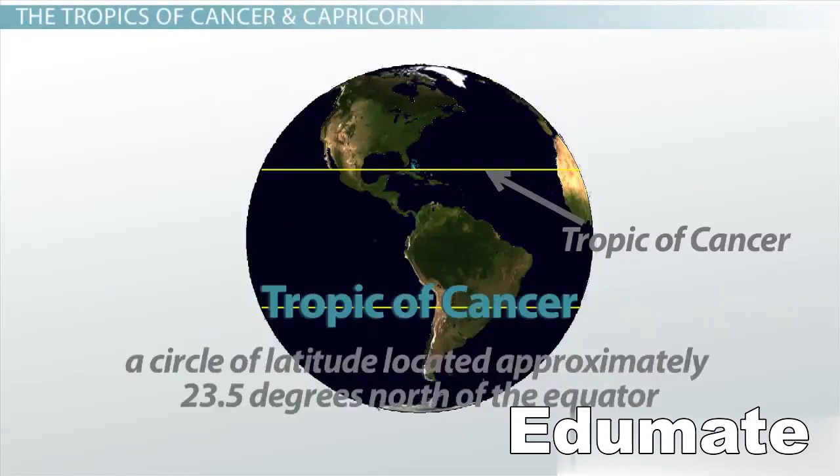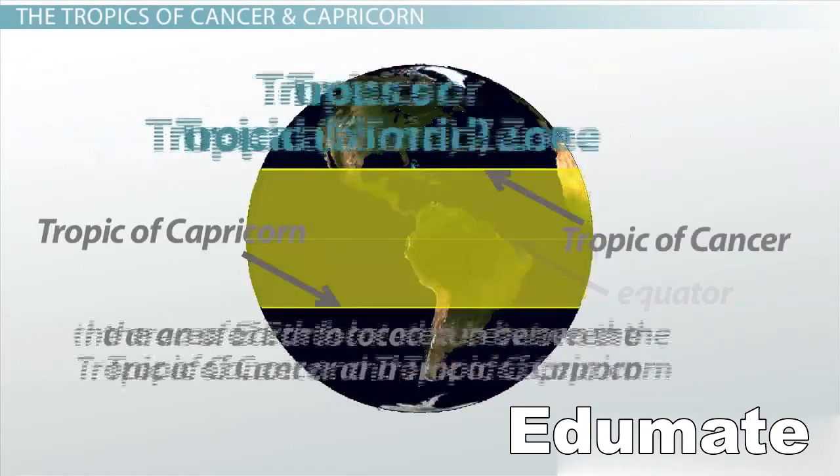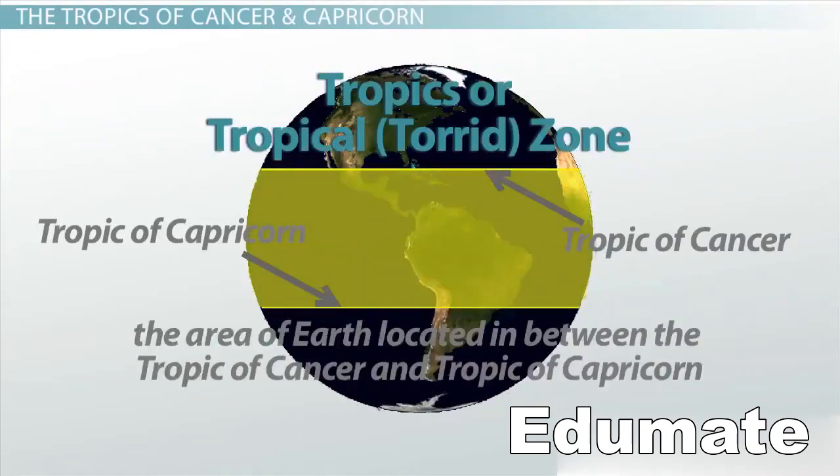The Tropic of Cancer is a circle of latitude located approximately 23.5 degrees north of the equator, and the Tropic of Capricorn is a circle of latitude located approximately 23.5 degrees south of the equator. The area of Earth located in between the Tropic of Cancer and Tropic of Capricorn is known as the tropics, or tropical, or torrid zone.